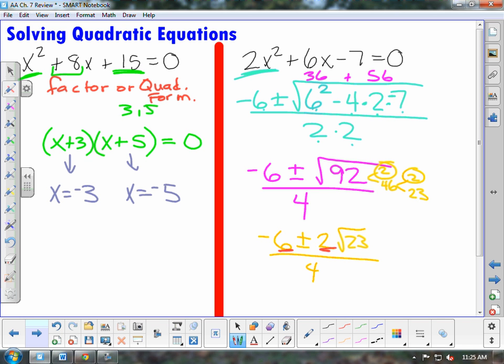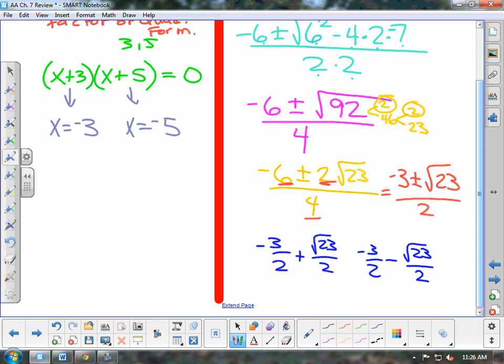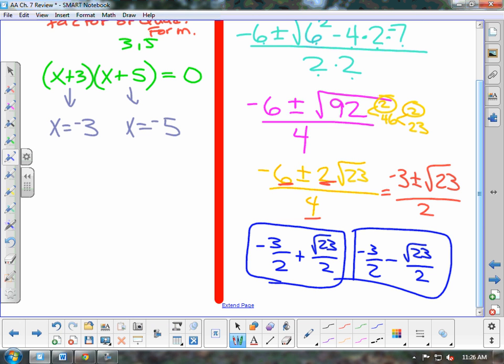All of these numbers on the outside of our square root can be divided by 2. We can do that and turn this into negative 3 plus and minus the square root of 23, all over 2. And if you want to write those as proper numbers, you would write negative 3 halves plus the square root of 23 over 2, and also negative 3 halves minus the square root of 23 over 2. And if this were in a story problem, then you would put these into your calculator to get the decimal equivalents.